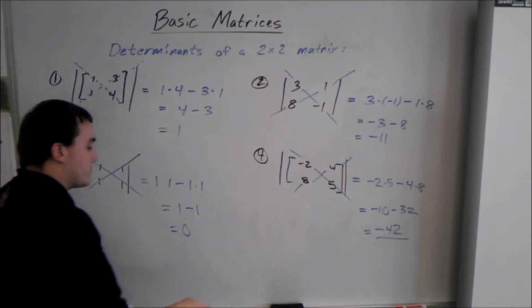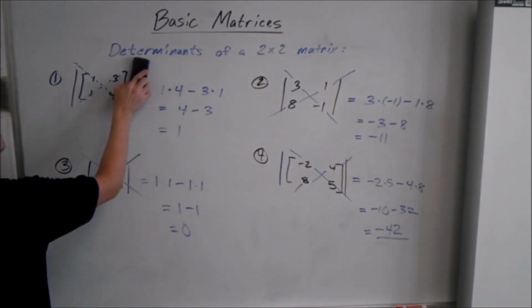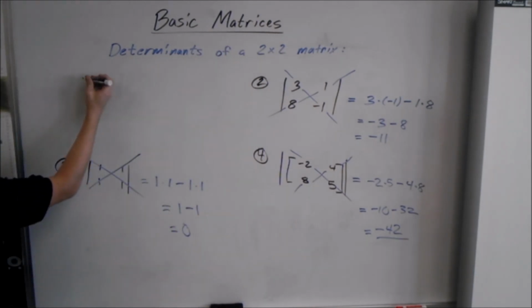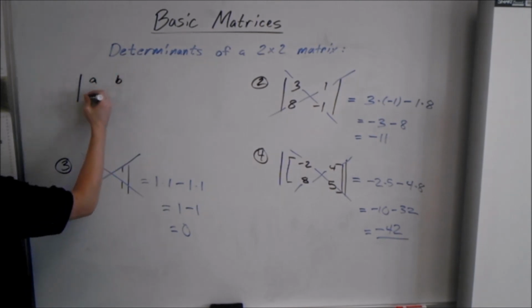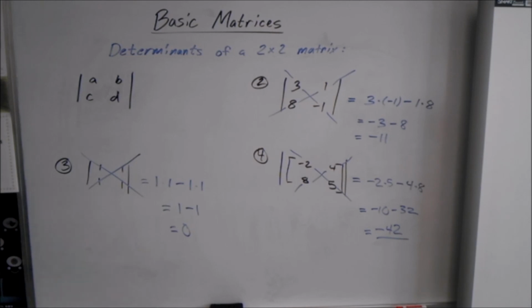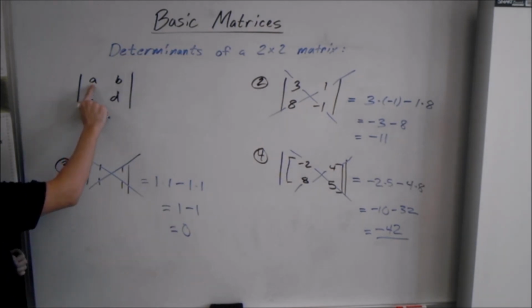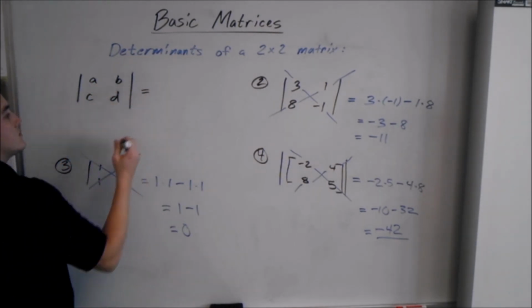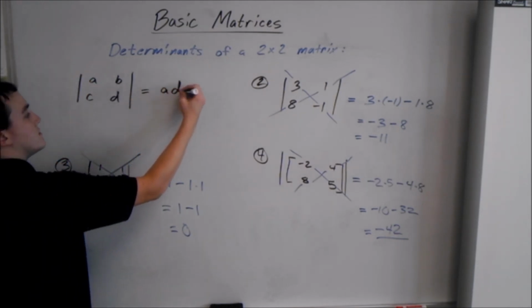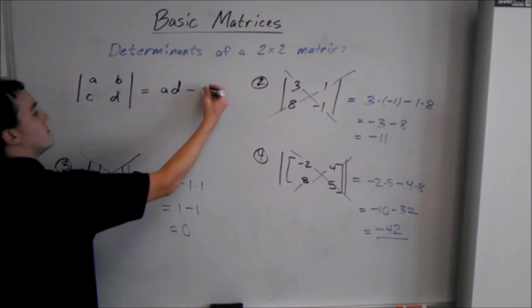So generally, the determinant of a 2 by 2 matrix is going to look something like this. Say we had just letters, A, B, C, D. So our determinant is going to be A times D minus B times C.